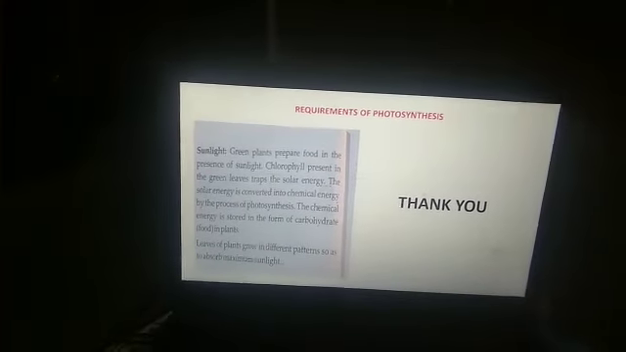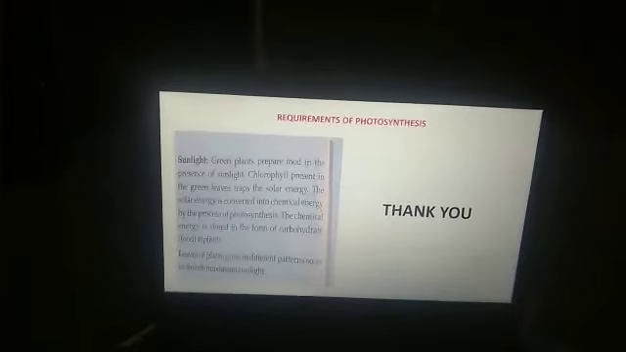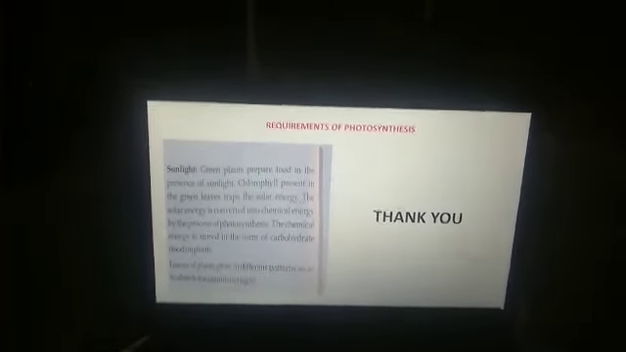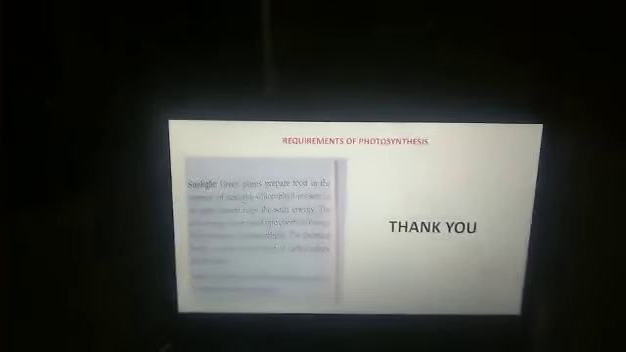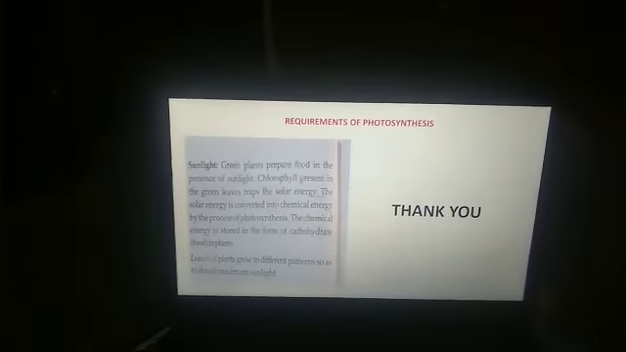So I hope all of you must have understood the requirements of photosynthesis and the basic need of photosynthesis. You must have understood the meaning of photosynthesis and the requirements of photosynthesis.